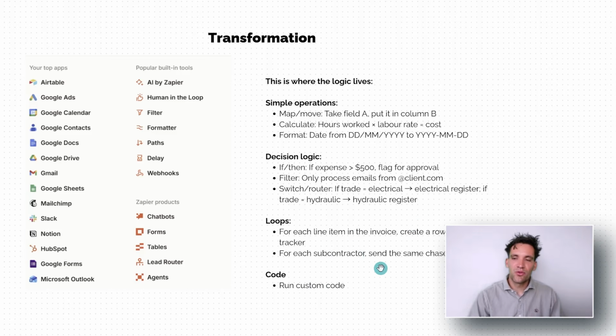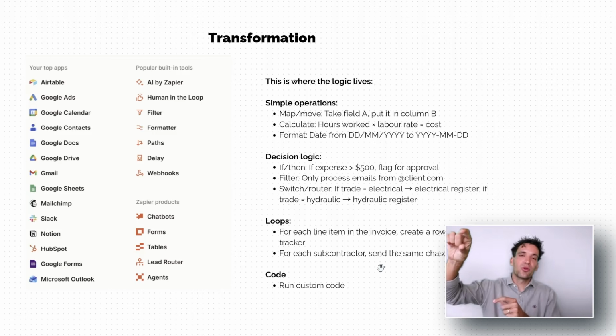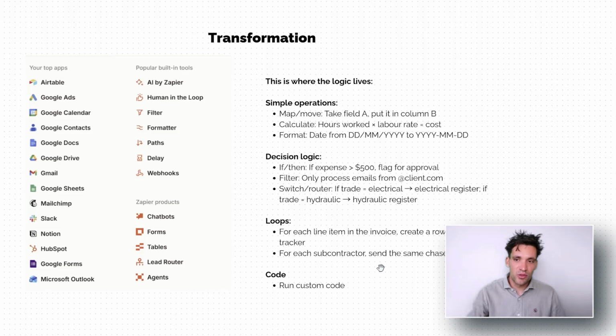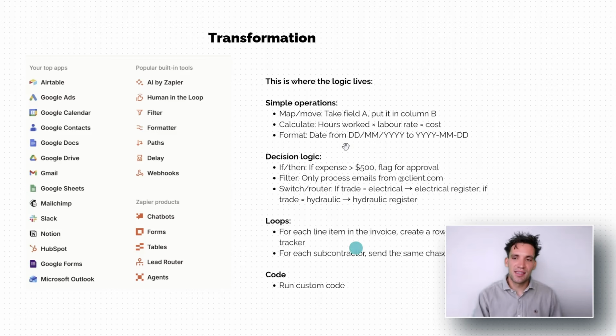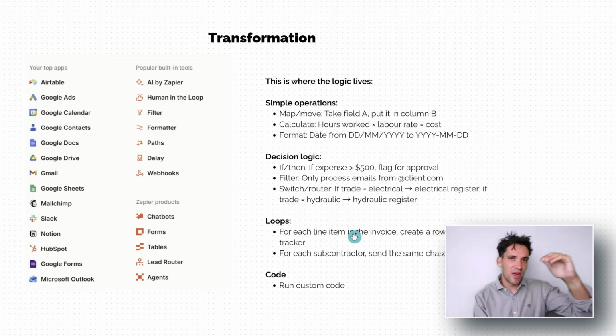So a loop is, for example, each line item in an invoice. You get a PDF document, so you get an invoice from a supplier, it has 15 lines. You want to loop through each of those individual lines in your invoice. You want to loop through and create a new record in an Airtable expense tracker. Or for each subcontractor, you have a list of 10 subcontractors, you want to send the same email. So a loop is an iteration. You're doing a task multiple times.